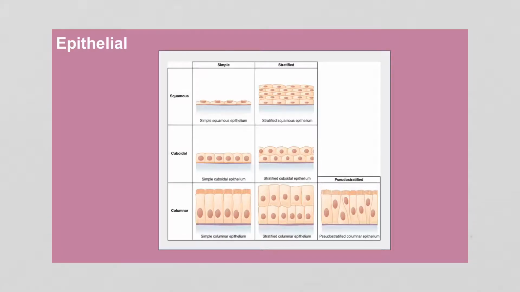There's one more special type of epithelium that I don't have a picture of here, but it's called transitional epithelium. And transitional epithelium kind of looks like a stratified cuboidal epithelium when it's not stretched out, but it can get stretched and look almost like simple squamous epithelium. And the transitional epithelium is only found in the urinary system, so found in the ureters and the bladder and the urethra.